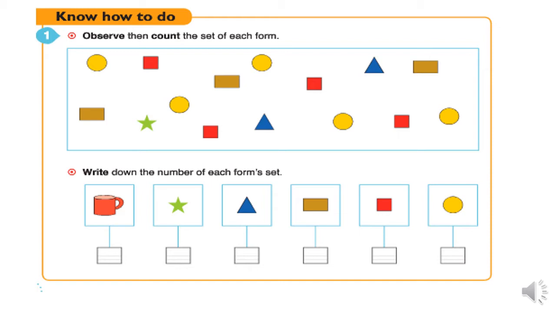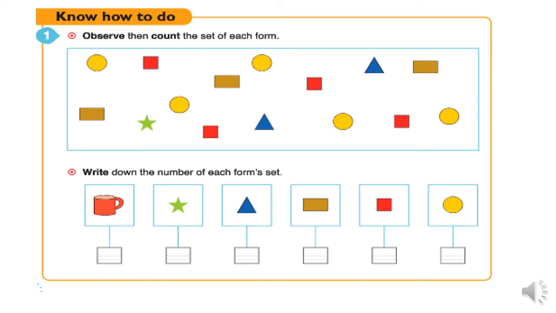The first shape is the cup. Let's look at these shapes. Do we have here any cup? Look carefully. Do we have any cup here? Excellent. We don't have any cup.